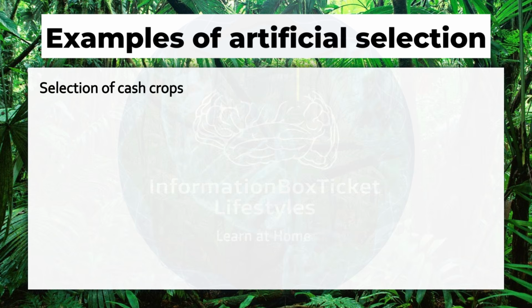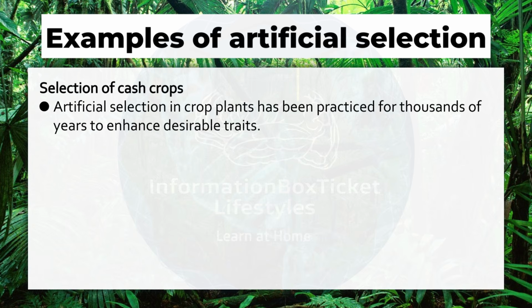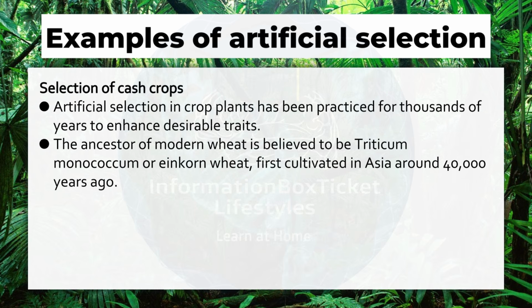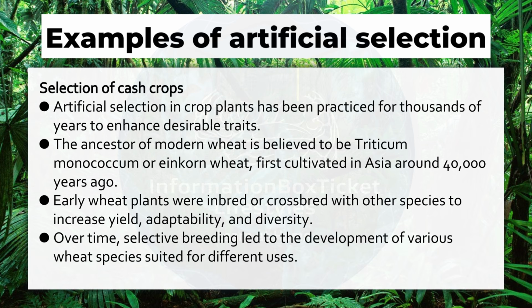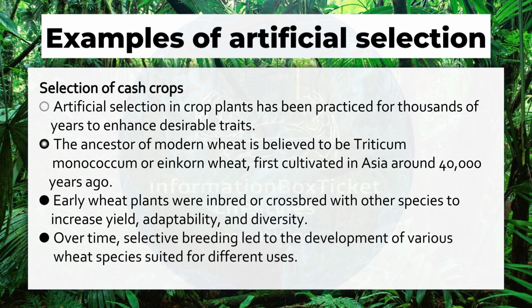Selection of cash crops. Artificial selection in crop plants has been practiced for thousands of years to enhance desirable traits. The ancestor of modern wheat is believed to be Triticum monococcum, or einkorn wheat, first cultivated in Asia around 40,000 years ago. Early wheat plants were inbred or crossbred with other species to increase yield, adaptability, and diversity. Over time, selective breeding led to the development of various wheat species suited for different uses.